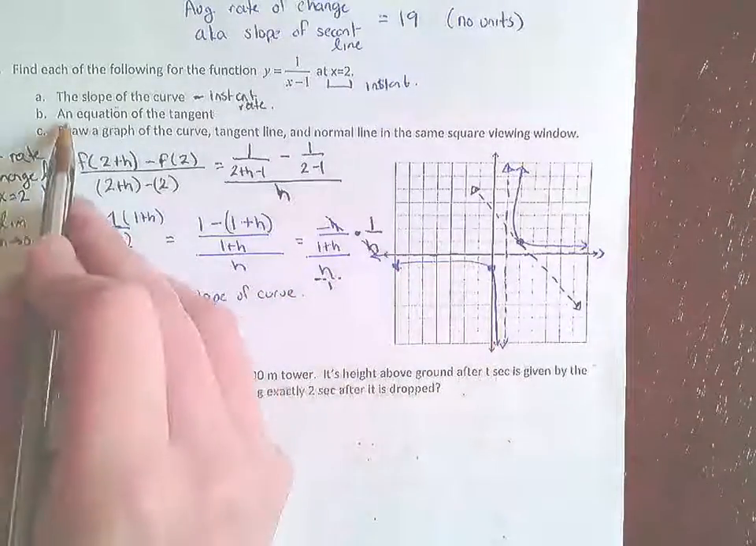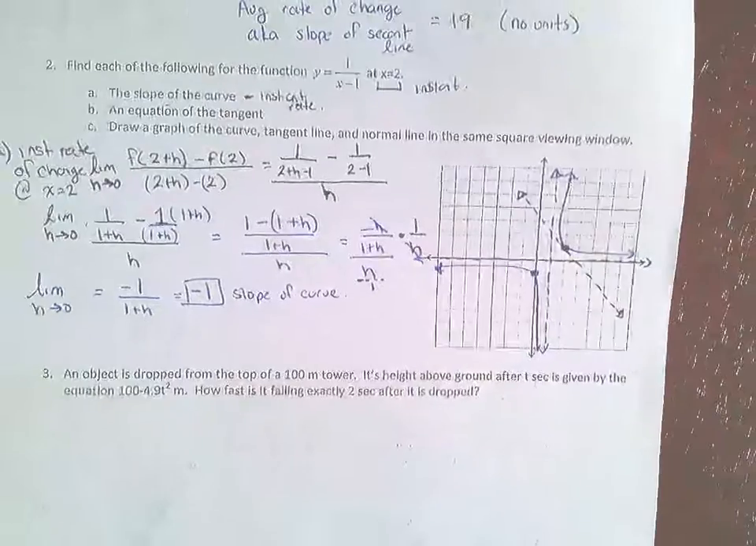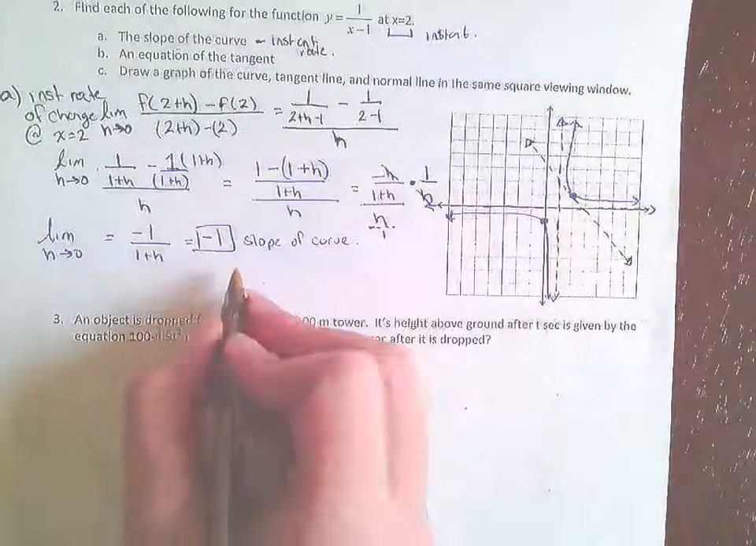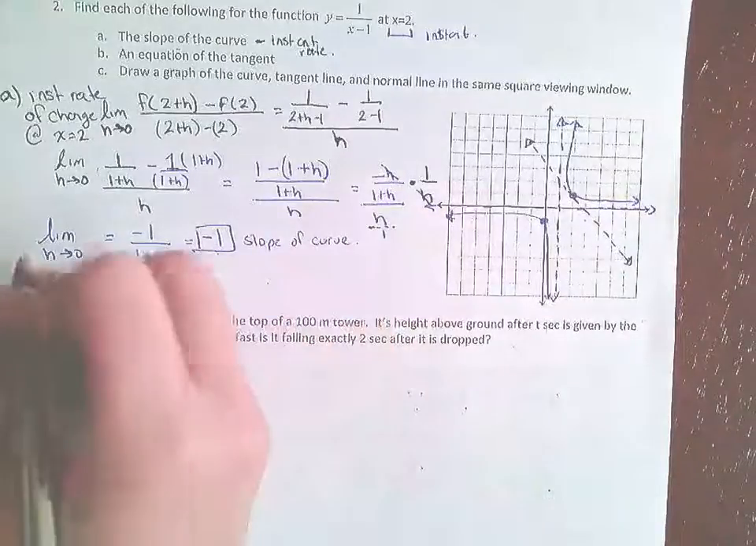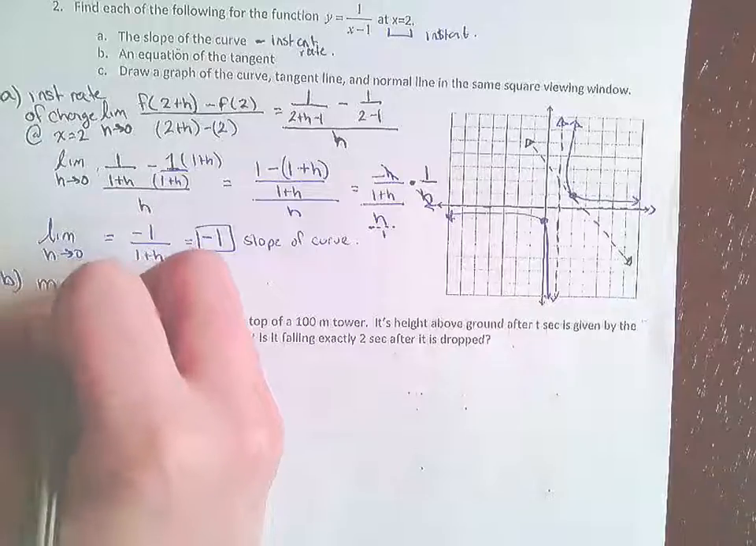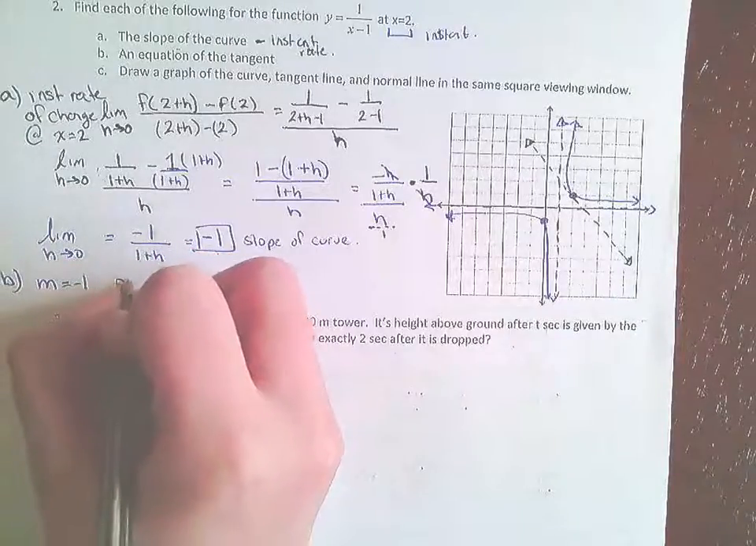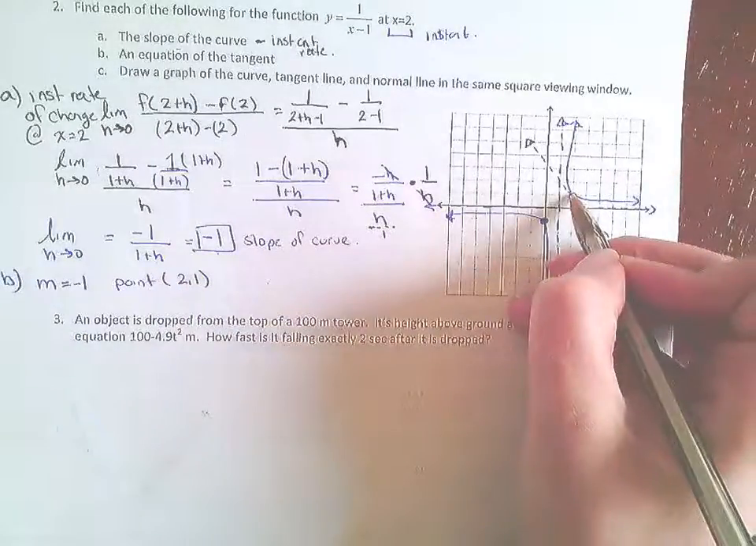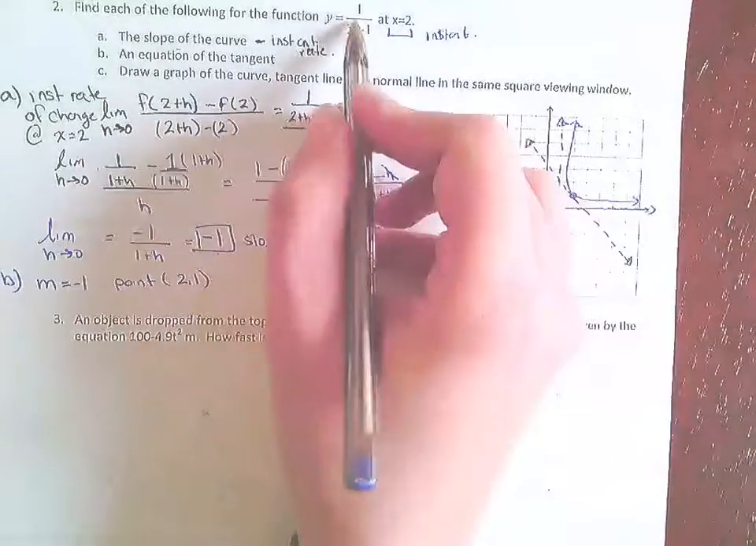All right, B says find an equation of that tangent line. So remember, we already got the slope of the tangent line. So we have the slope is negative 1. We have a point, which is 2, 1, because at x equals 2, I know that it's 1 when I plugged it in.